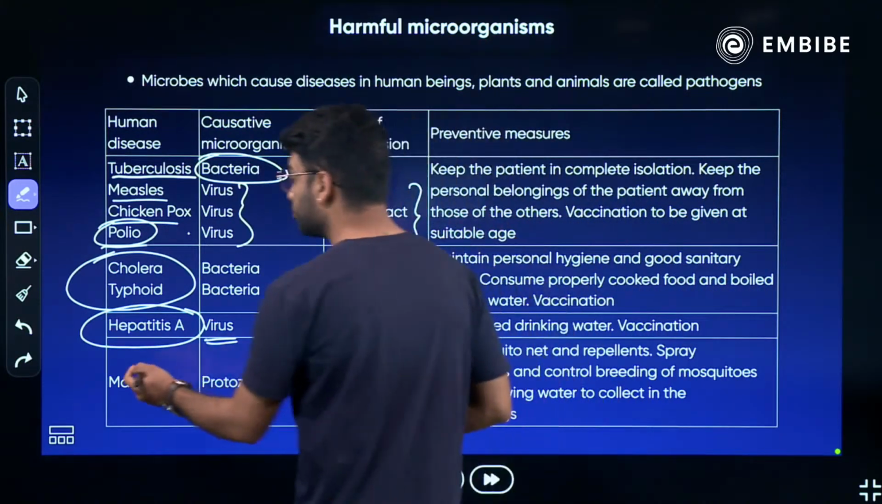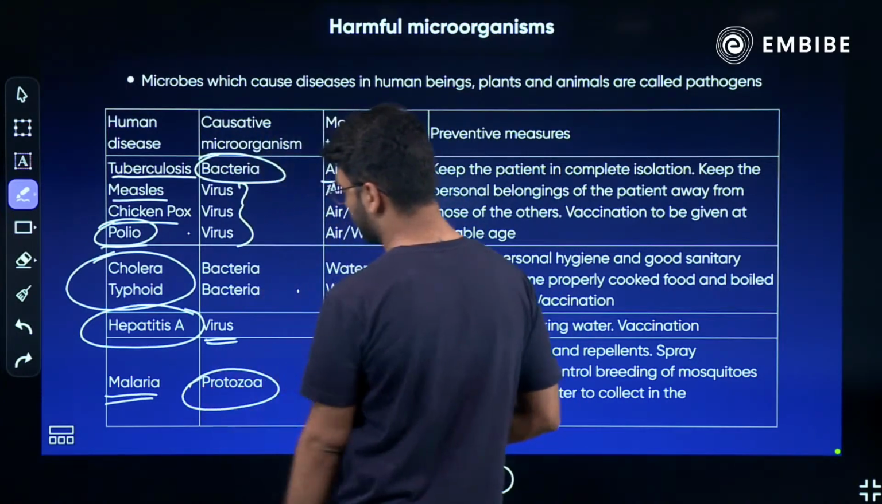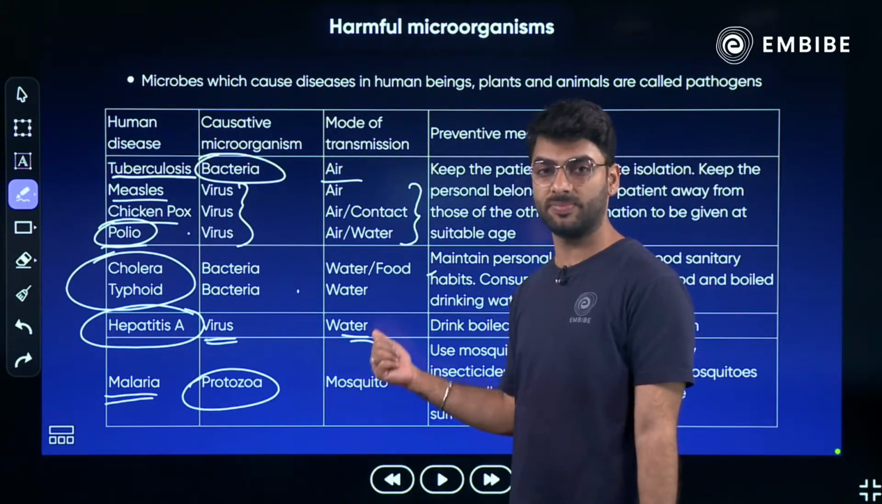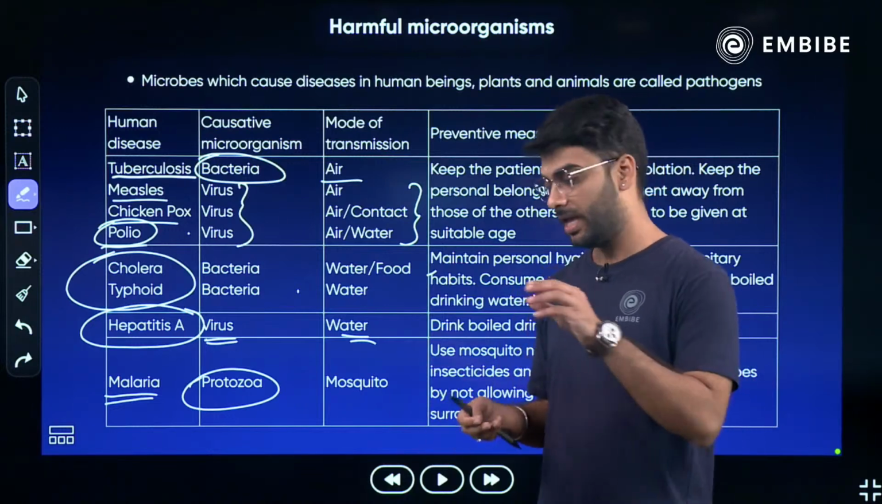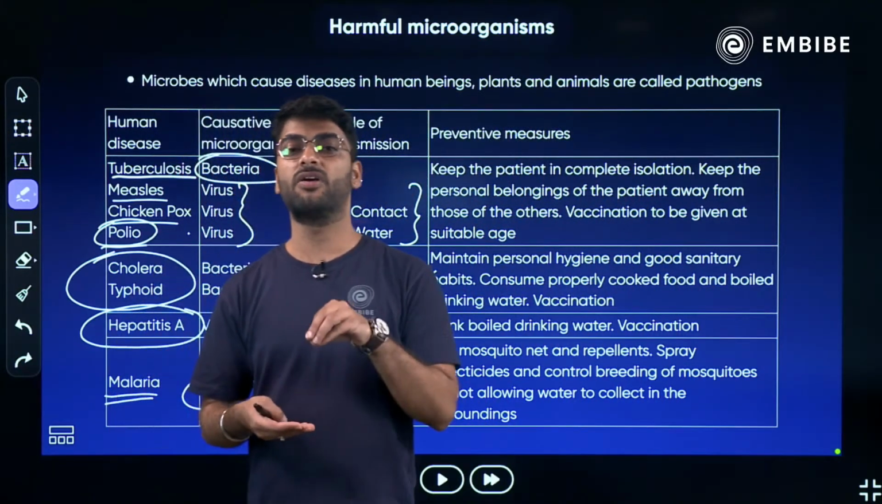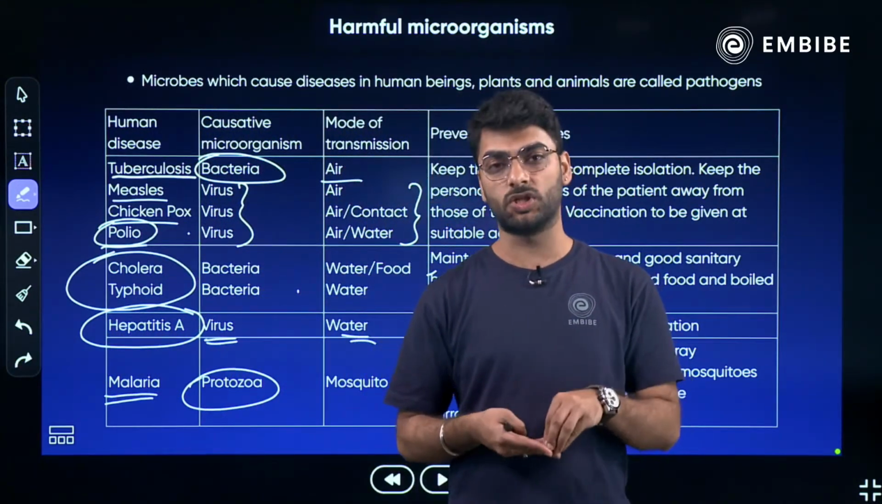Then malaria. Malaria happens because of the protozoan called Plasmodium. It is carried by a female Anopheles mosquito, and the only way is to keep mosquitoes away. Okay? Dengue. If I talk about dengue, so dengue happens by a virus called flavivirus, and an Aedes mosquito carries the dengue virus.